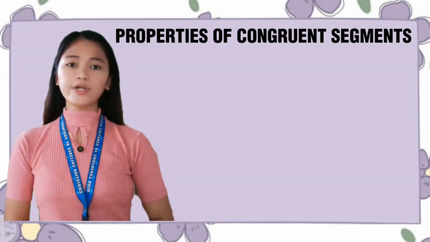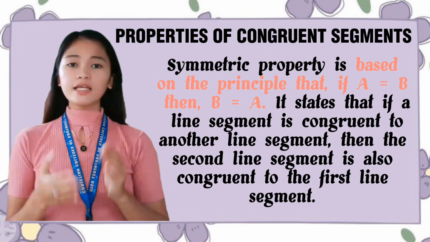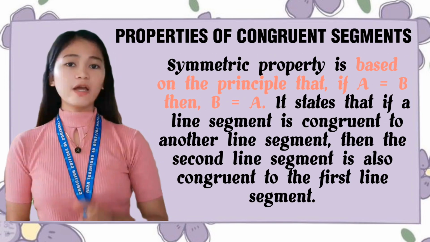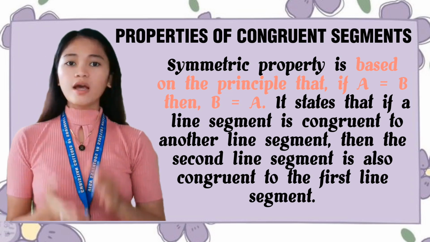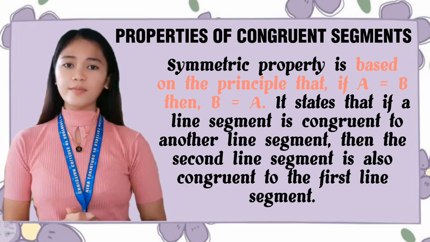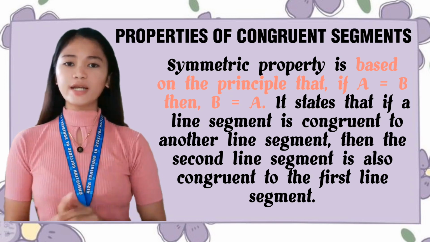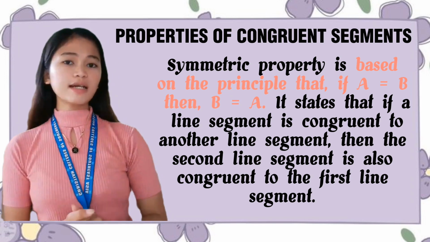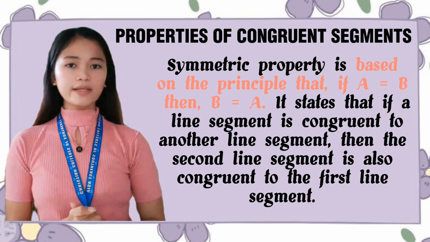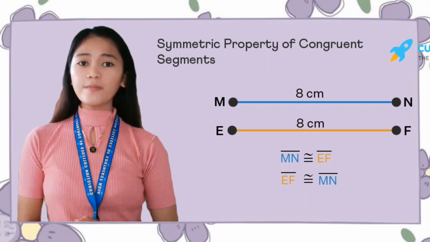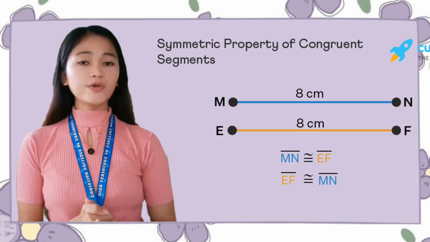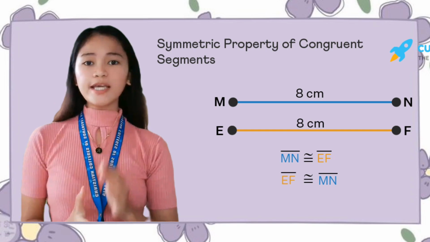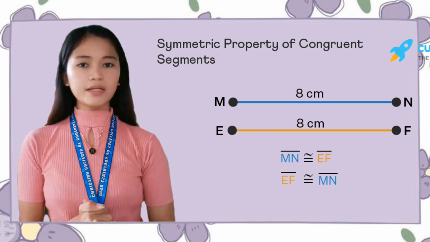The second property is the symmetric property. It is based on the principle that if A is equal to B, then B is equal to A. It states that if a line segment is congruent to another line segment, then the second line segment is congruent to the first line segment. For example, in this diagram, by the symmetric property, if MN is congruent to EF, then EF is congruent to MN.